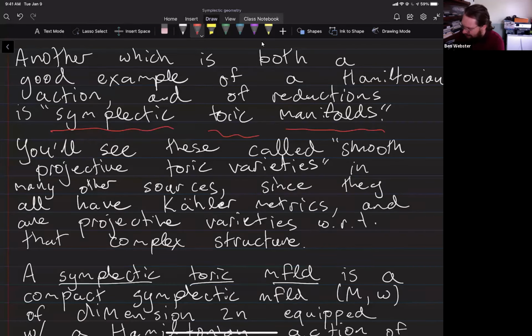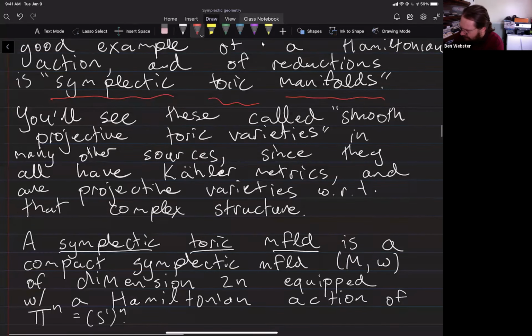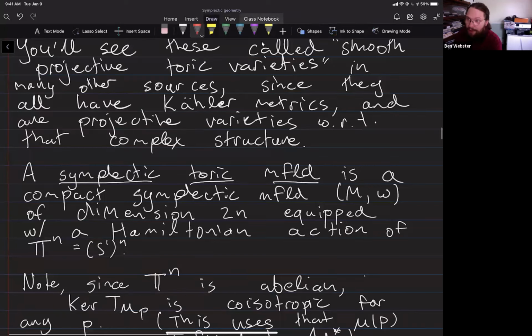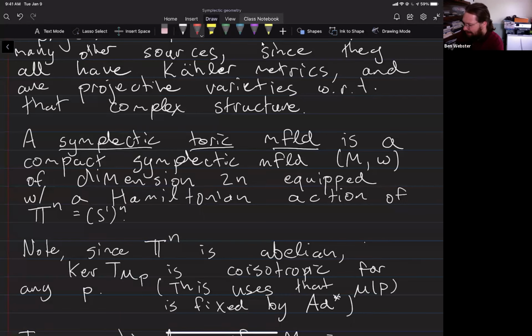But if you hear about toric varieties in the future, this is roughly the same thing, or at least one special case of them. And the reason that they're varieties is they all have Kähler metrics, which make them projective with the induced complex structure. That's something that, at least today, we won't talk about really at all, but it is the truth.